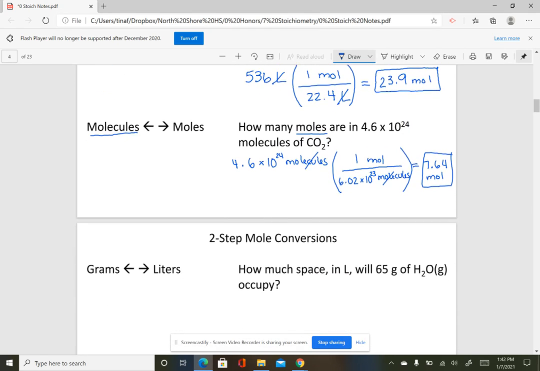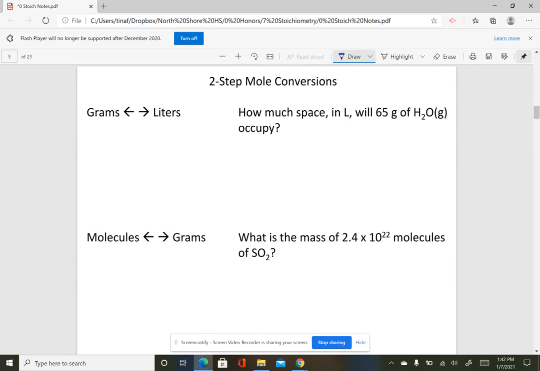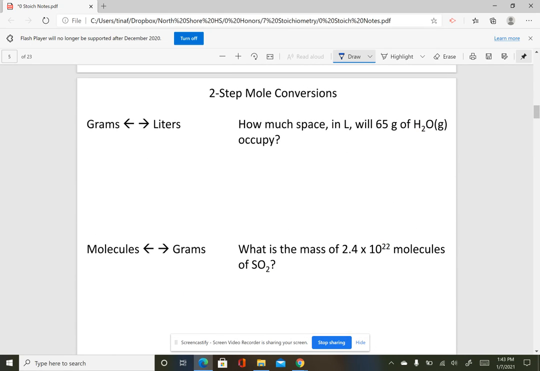We're going to take a look now at some two-step conversions. So again, I'm going to always just write what I'm given. 65 grams. Now, they're giving me grams and they want me to convert to liters. So they want me to go from mass to volume. I don't have a conversion factor that will bring me straight from mass to volume.